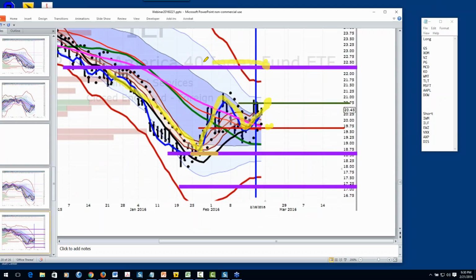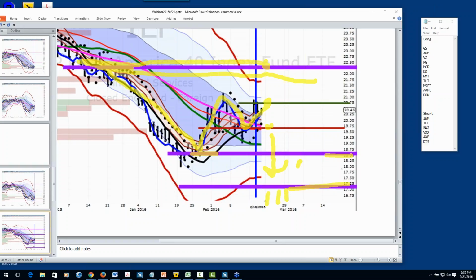My target is here, back to this cluster. If it fails, I'll go short. If it fails below 18.50, I'll add a second position. If it goes below 17 and a quarter, I'll add a third position. That's easy to believe in the weakness.